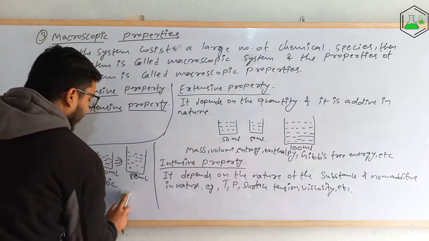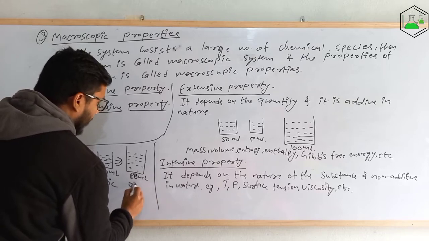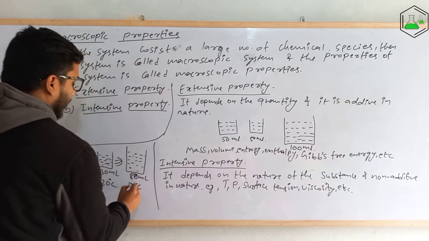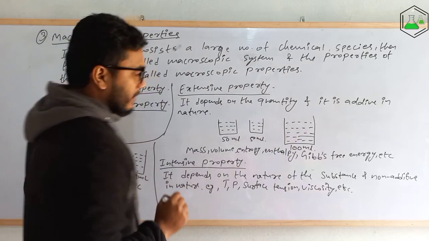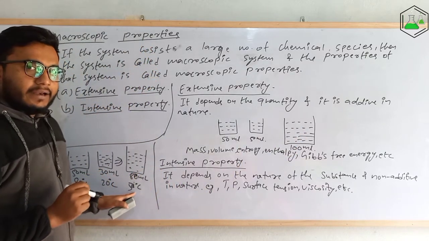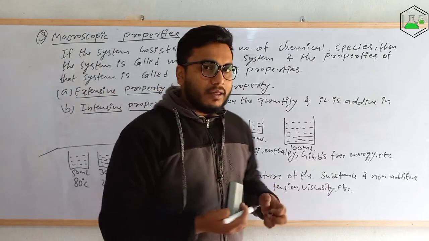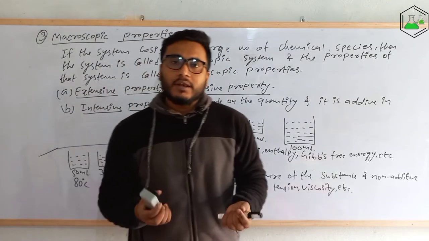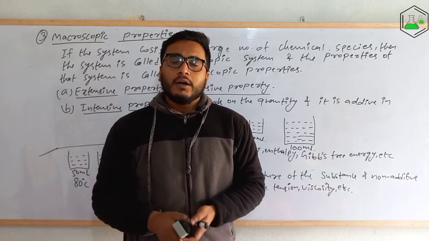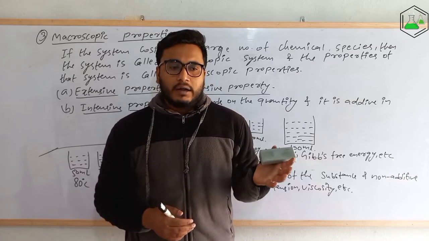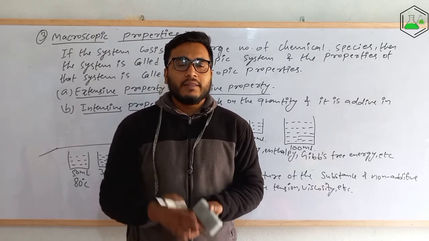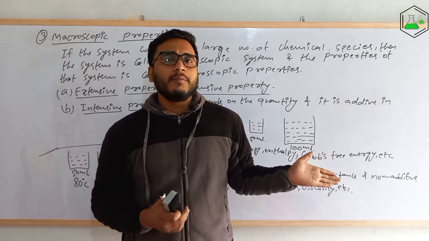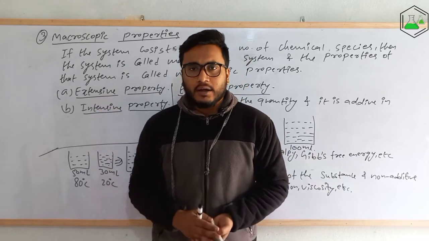So its average is 50. So its temperature will be 50 degrees Celsius. So what we see from here is that volume is being added. That is, it is showing additive nature. Temperature is not showing additive nature. So it is an intensive property. Okay, just like that, pressure is also an intensive property. Not only that, viscosity, surface tension, freezing point, boiling point, refractive index, etc. These are all intensive properties of the macroscopic system.